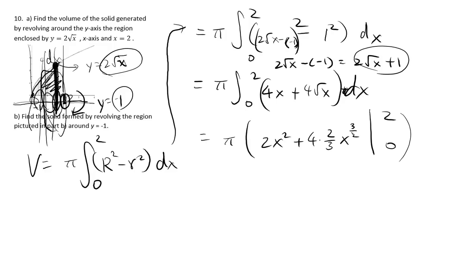Okay, when you plug in 2, it's going to be 8. When you plug in 2 here, it'll be 2 radical 2, 2 times 2 times 4, that'll be 16 over 3 radical 2. And that's it. When you plug in 0, you get 0, so you don't get anything when you plug in 0. So this is the answer.